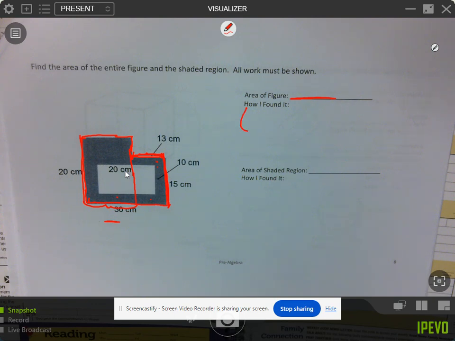Then the area of the shaded region. What do I have to find in order to do that? Yeah, I need to find the white area. If I find the white area, we know this is 10 and this is 20. And then I subtract the full minus the white, and I'm left with my shaded.